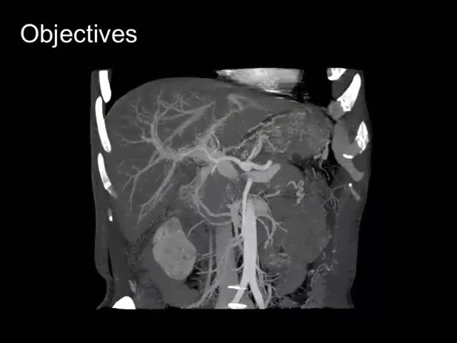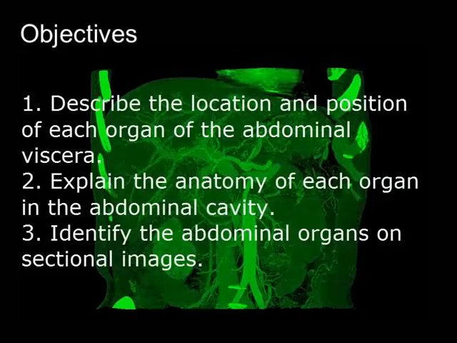Upon completion of this module, you should be able to: 1. Describe the location and position of each organ in the abdominal viscera. 2. Explain the anatomy of each organ in the abdominal cavity. And 3. Identify abdominal organs on sectional images.